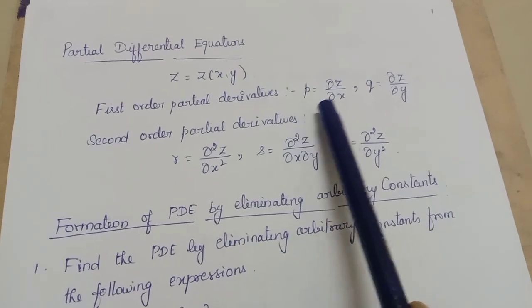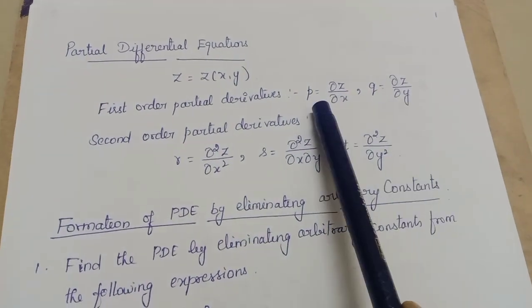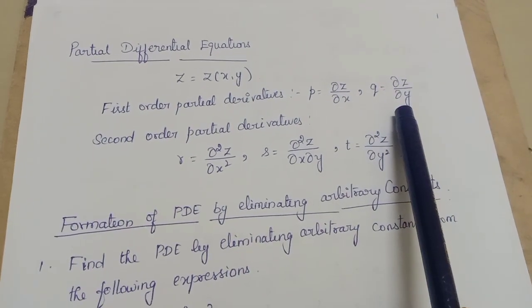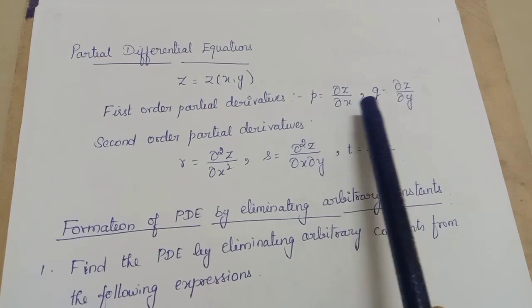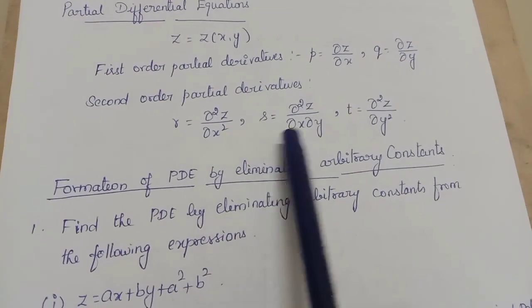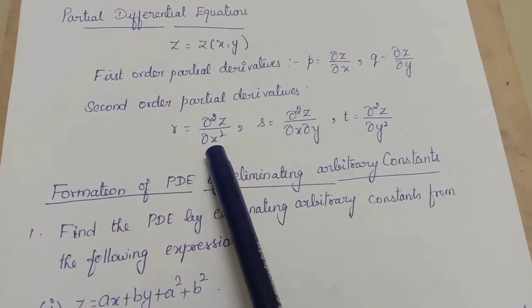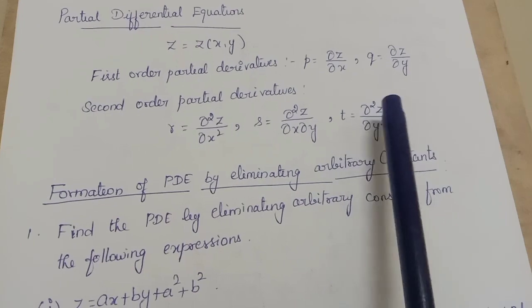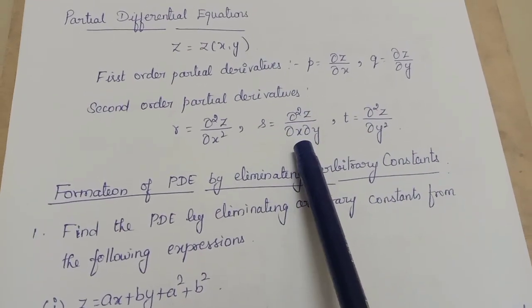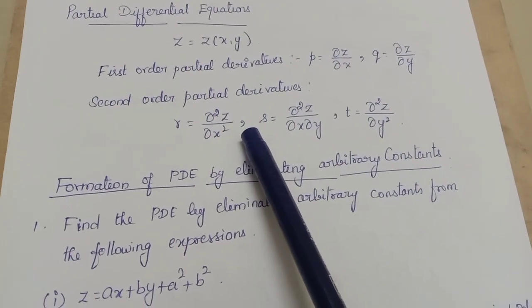Okay, since here we have two independent variables, there are two first order partial derivatives. One is dou z by dou x, another one is dou z by dou y. This is represented by p, and q is dou z by dou y. And there are three second order derivatives. R, which is dou square z by dou x square, and t is dou square z by dou y square, and s is dou square z by dou x dou y. So these are standard representations.